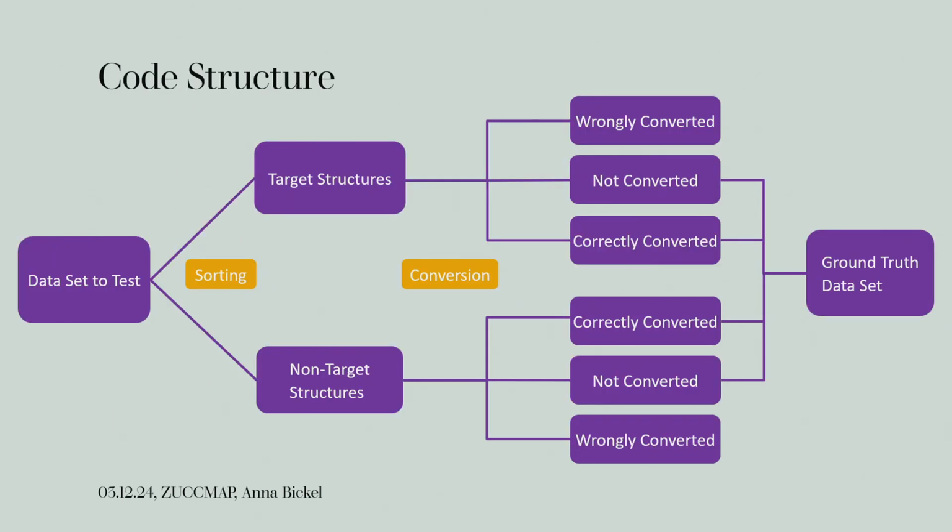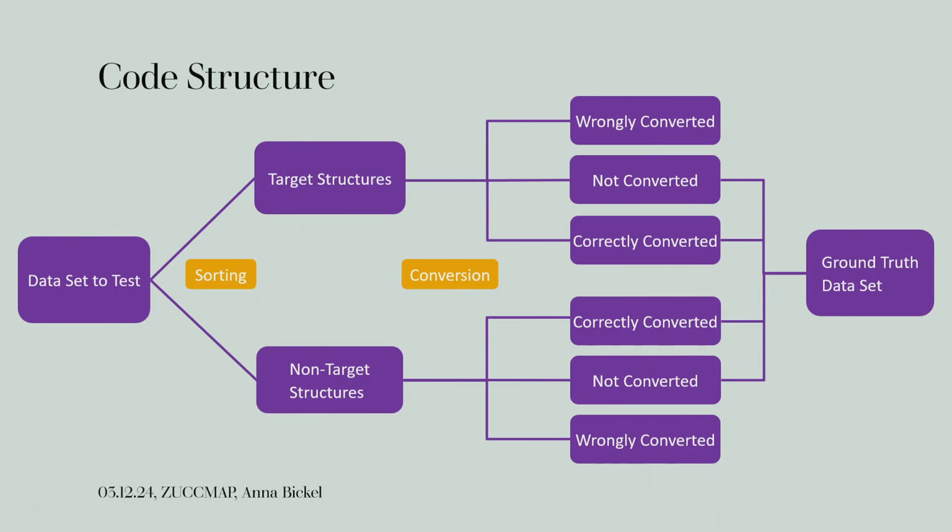Now, I've talked about code, so I will just give you a structural overview. I will not show you any code because that would be really boring. We start with the data set we want to test. We sort them first into target structures and then non-target structures, because as we have seen, there are 2 different conventions. They have to be converted differently. We carry out the conversion, and then we test and see if they are correct.